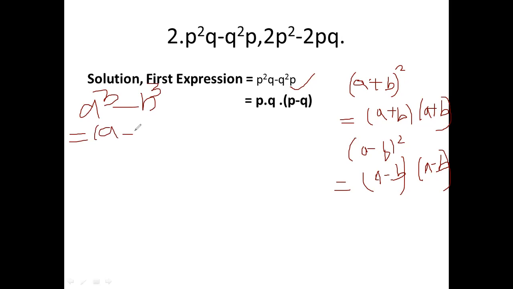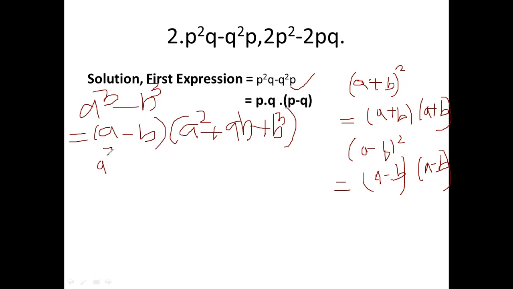A minus B is one factor, and another factor will be A square plus AB plus B square. Now, if A cube plus B cube is given, in such a case, how do we factorize? If A cube plus B cube is given, there will also be two factors. Here also, first of all, we have to write A plus B as one factor.